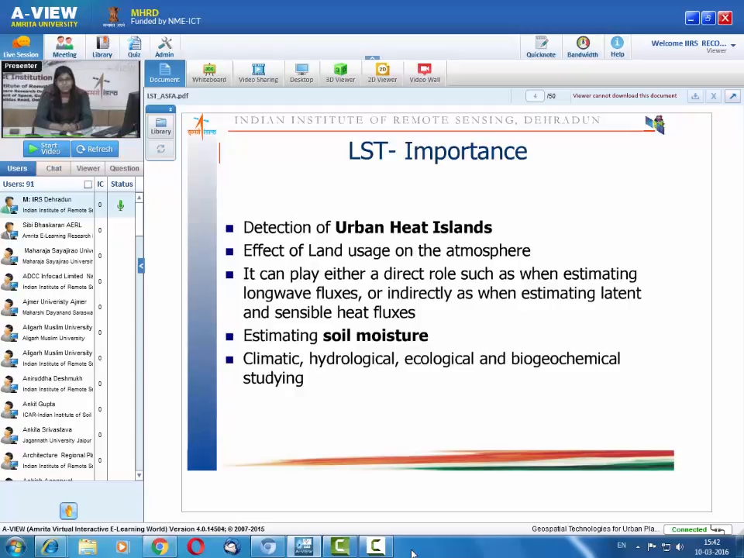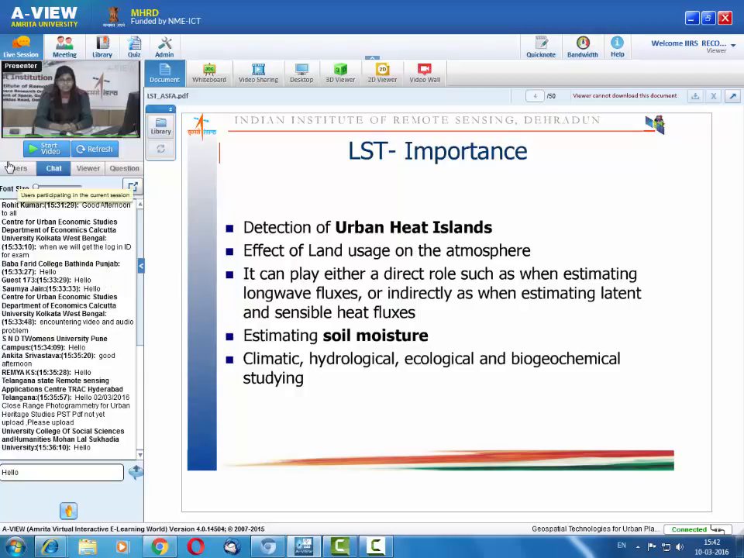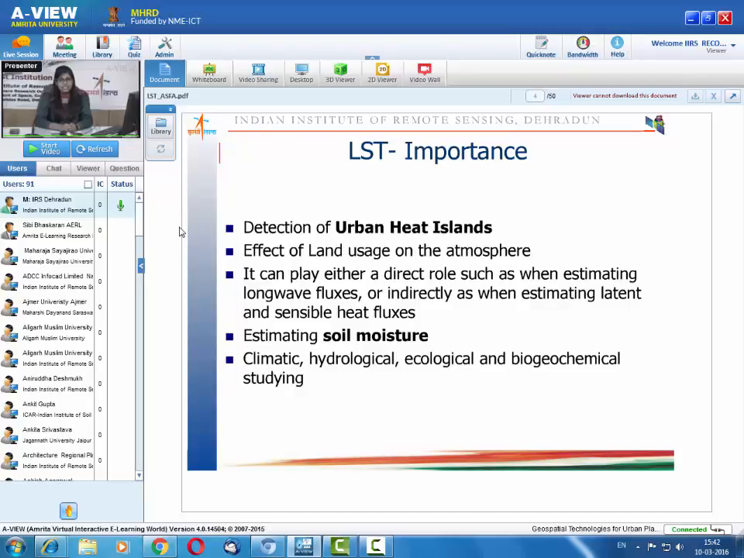Then effect of land use on the atmosphere. We have already discussed this. It is helpful in estimating long wave fluxes or indirectly, when estimating latent and sensible heat fluxes. What is long wave radiation? More than 4 micrometer. Short wave radiation is less than 4 micrometer. So we will study all these concepts in detail in my slides to come.